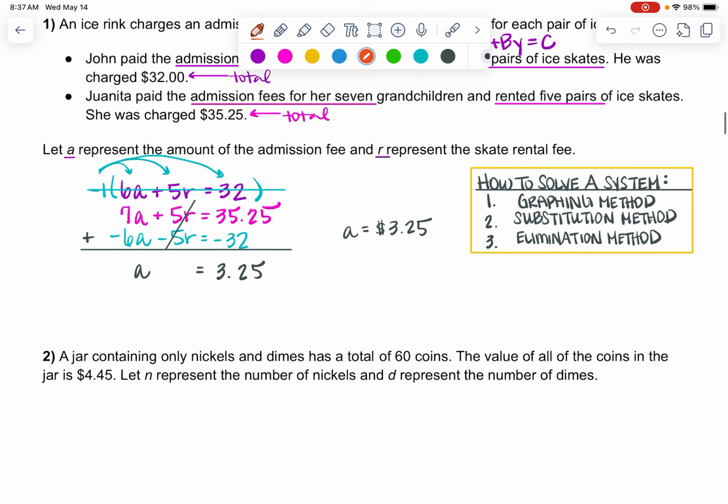So now I'm going to pick either equation. It doesn't matter which one. I'll just use the 7A one. The admission fee is $3.25. Again, I'm just picking that equation because it's the one I haven't messed with the most. You can pick either equation. We'll all get the same answer. So I'm just going to substitute the A value in.